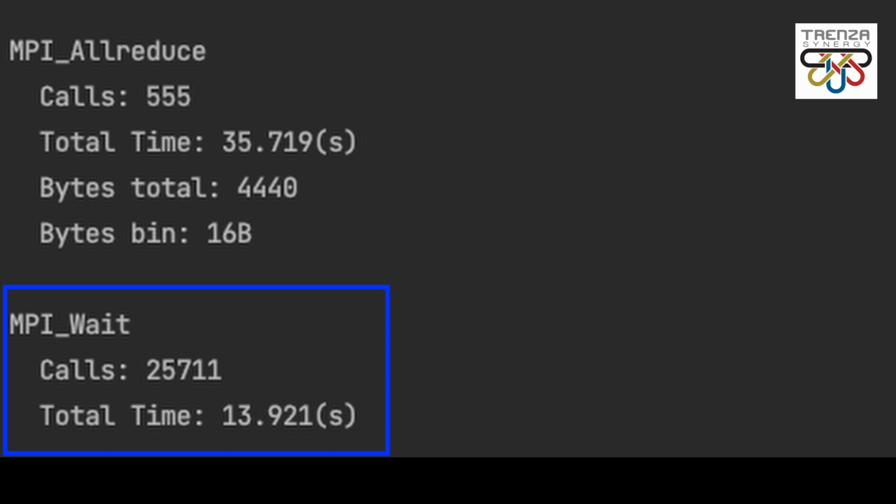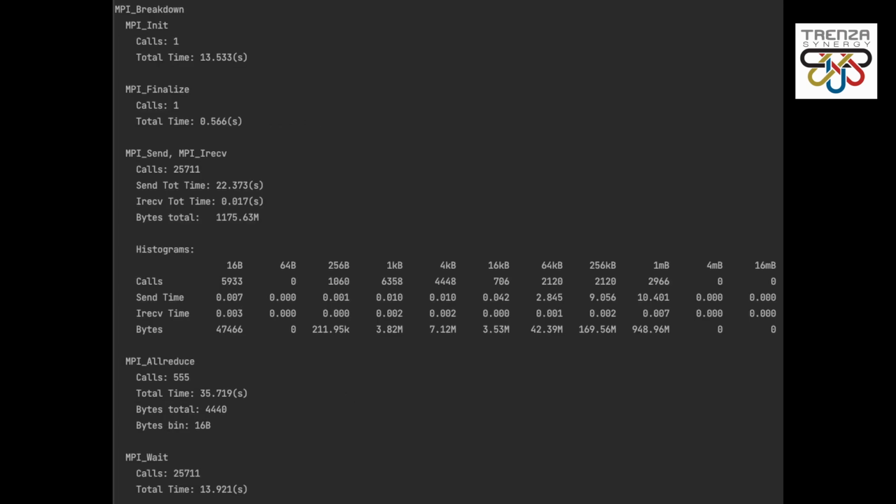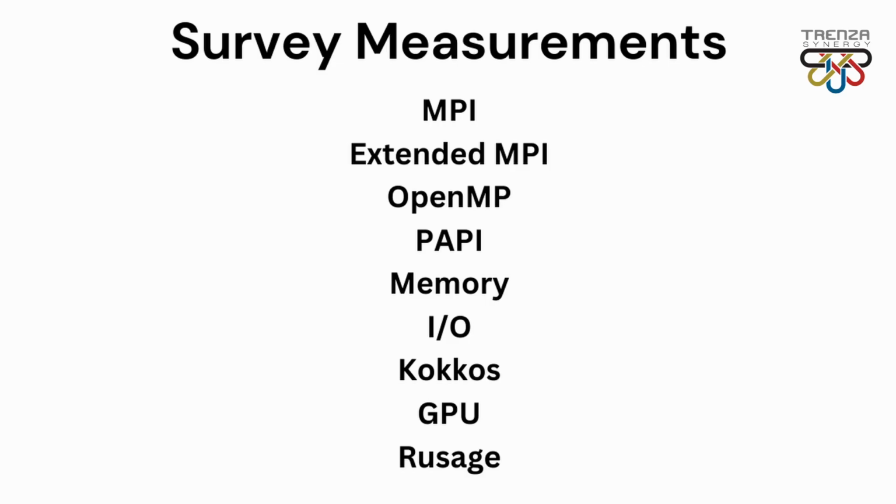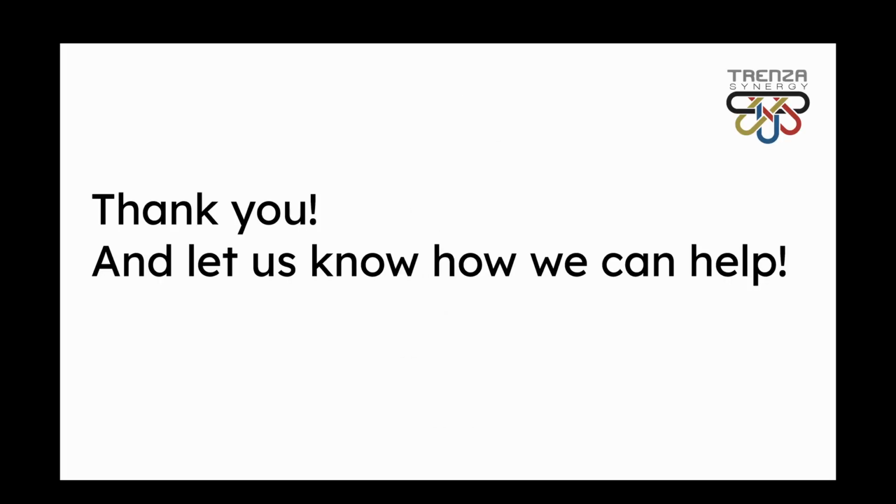Notice there is no data noted for this call. Although MPI wait involves internal MPI system calls, they don't involve any actual application data, so we don't have any data to report here. And that concludes the extended MPI report. Of course, Survey also measures a lot more data than the extended MPI. Make sure to check out our other videos for more information on Survey's other measurements.